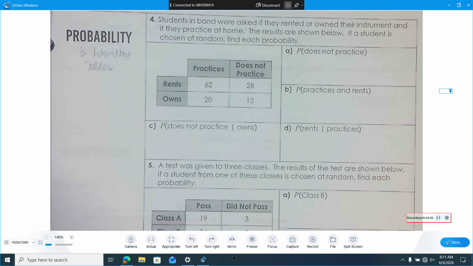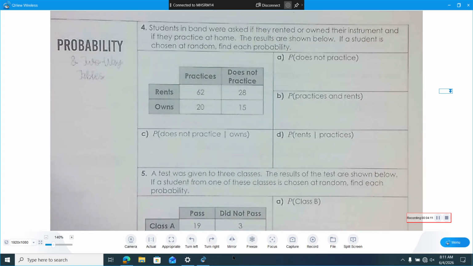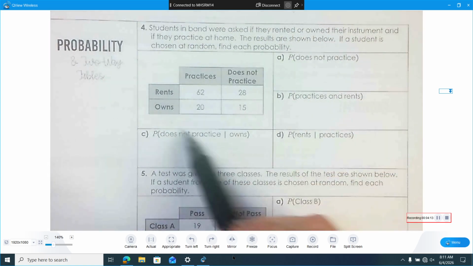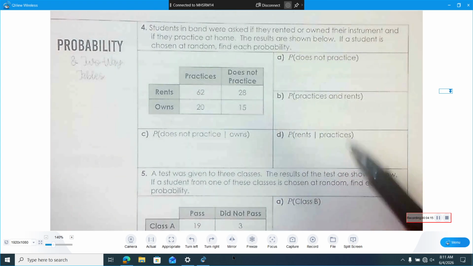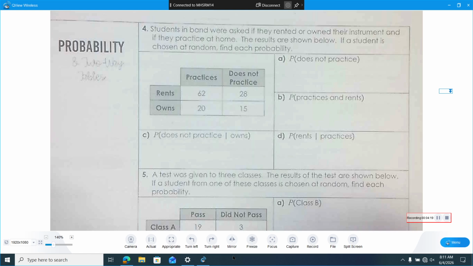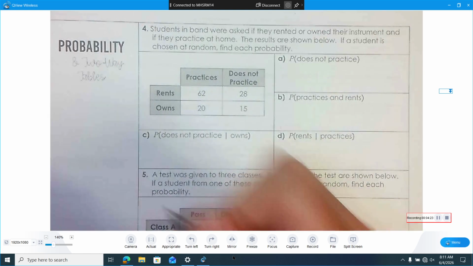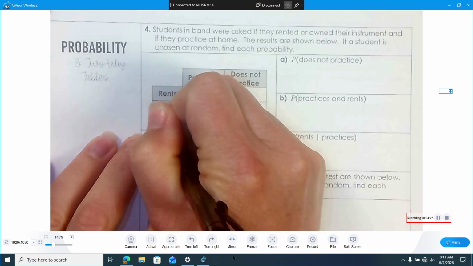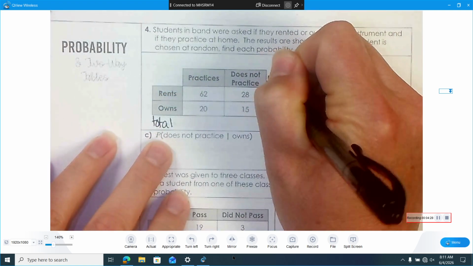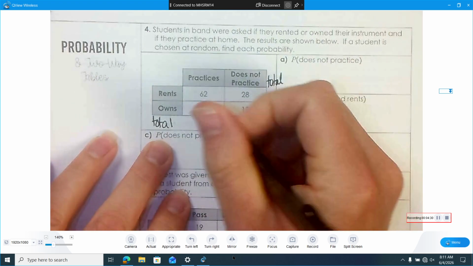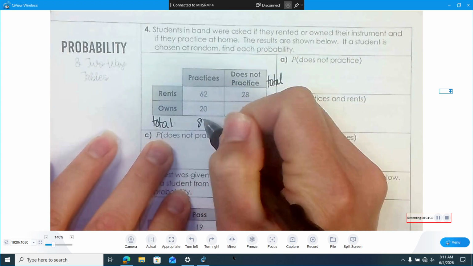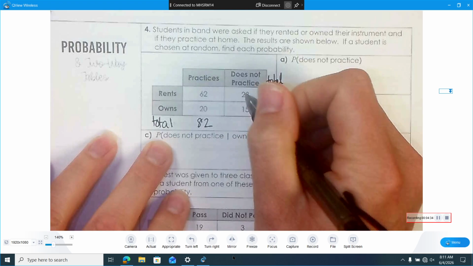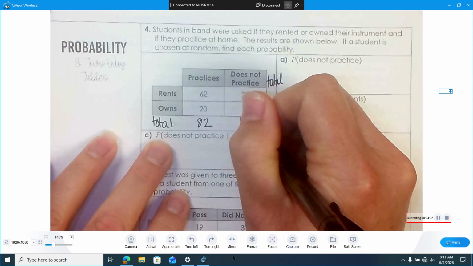So using probability with two-way tables here, you'll notice this table is missing something. What's missing in this two-way table? The totals. Totals are really, really useful. If you are presented a table like this that doesn't have any totals, I would suggest adding them on. I'm going to squeeze those in right here. 62 and 20 is 82. 28 and 15 is 43.